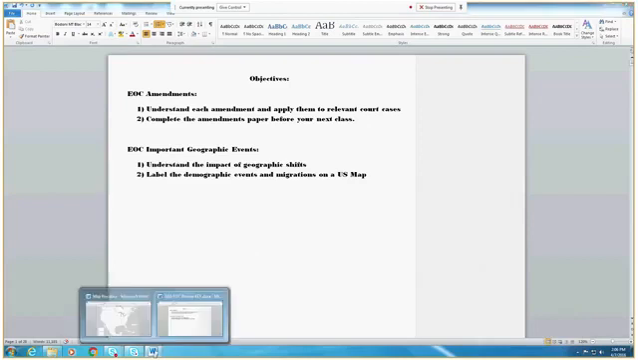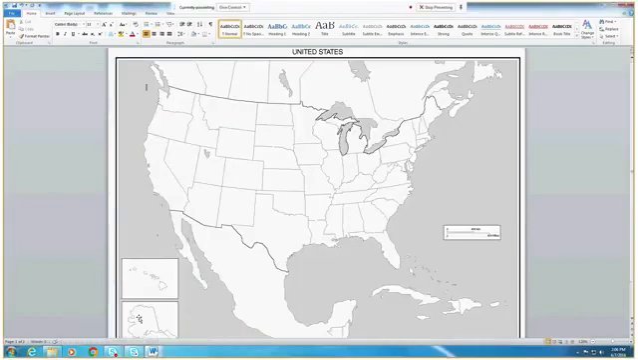One of them will be relevant to a map of the world, which is the Panama Canal, but that one you'll need to do on your own. I'm going to do my best to demonstrate where these shifts are located. However, if you have any questions, make sure you bring them up with your teacher in class. So follow along with me on the paper that says EOC Important Geographic Events.